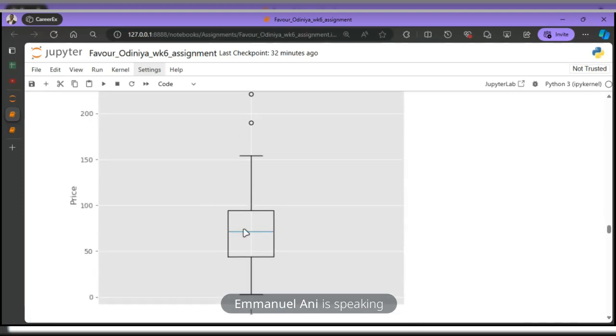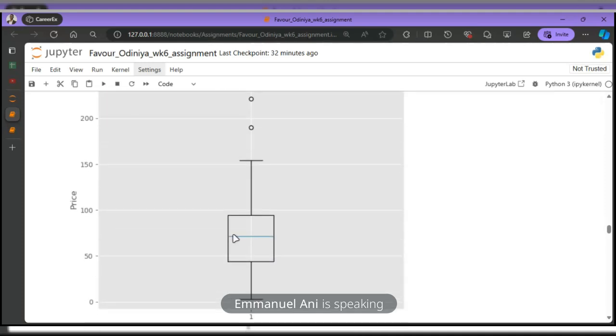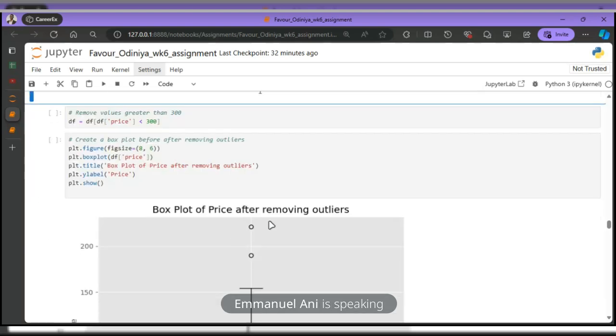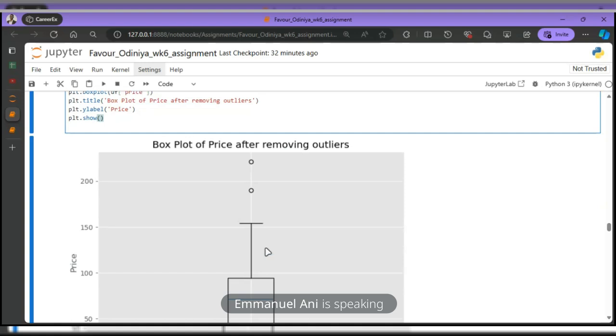You can see that your box plot is now more pronounced. You can now see a distribution of the values in that particular price variable, right? So this is how you can work with box plots to deal with outliers, all right? You can as well use histograms, and also scatter plots too.